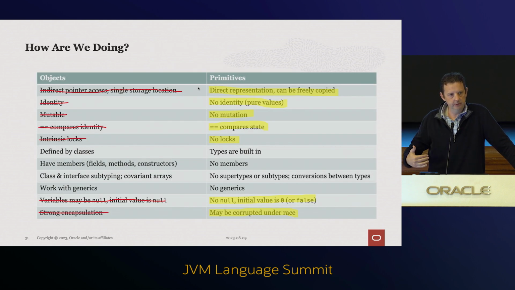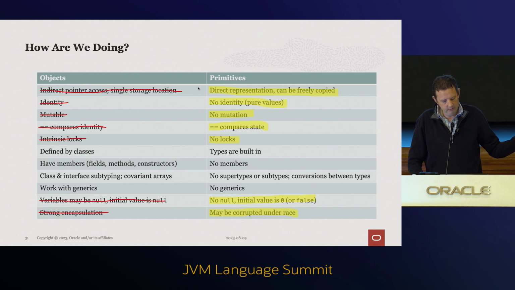So back to the goal of giving objects some of the advantages of primitives. Now we've given objects the ability to have non-null storage and to have default values. We've also relaxed the encapsulation requirement so that there's potential for corruption under race, by giving up some overhead of atomic guarantees. All right, that's looking pretty good now.